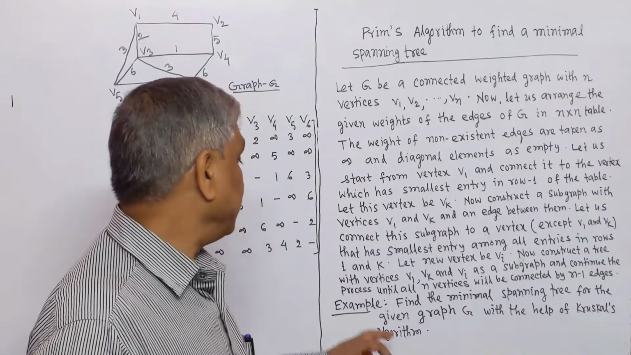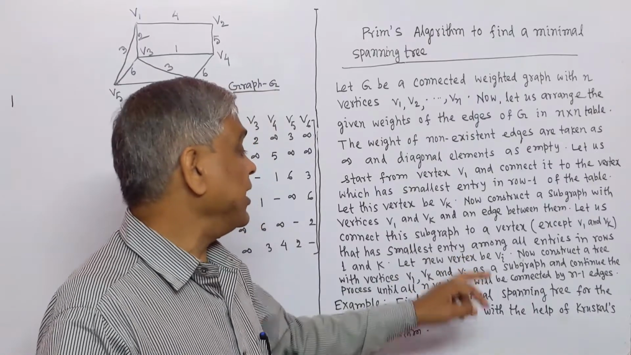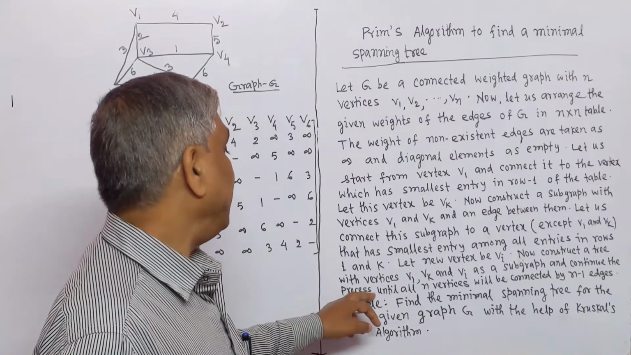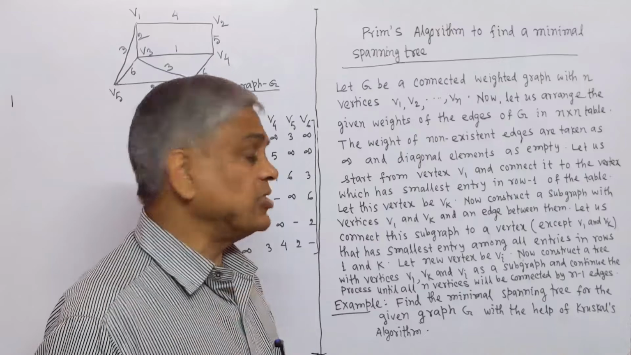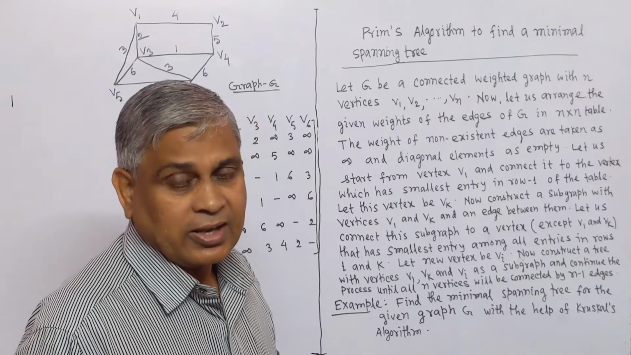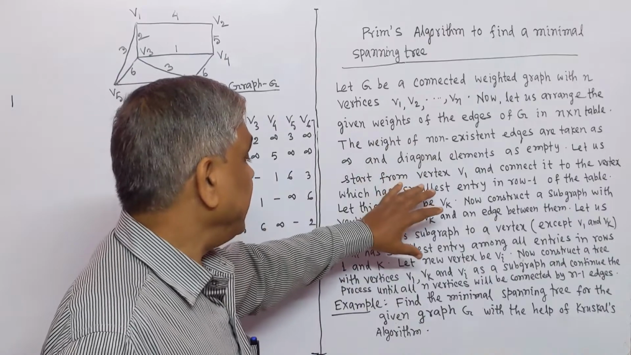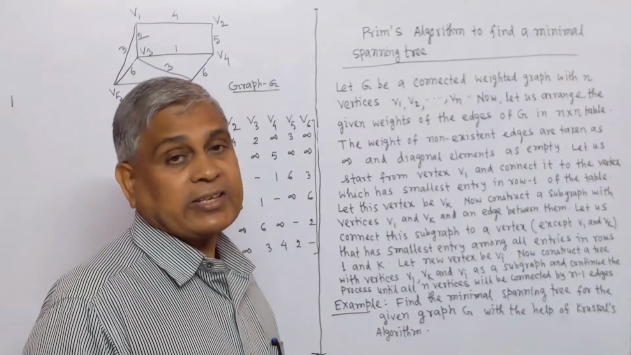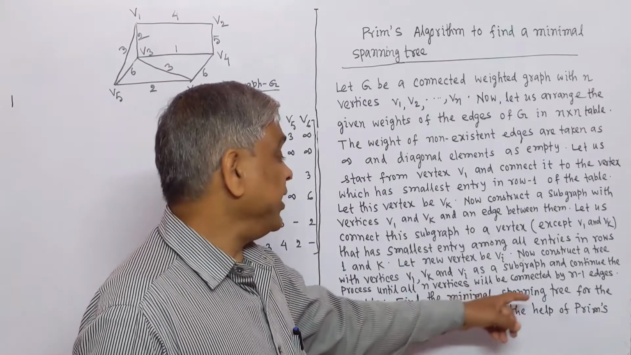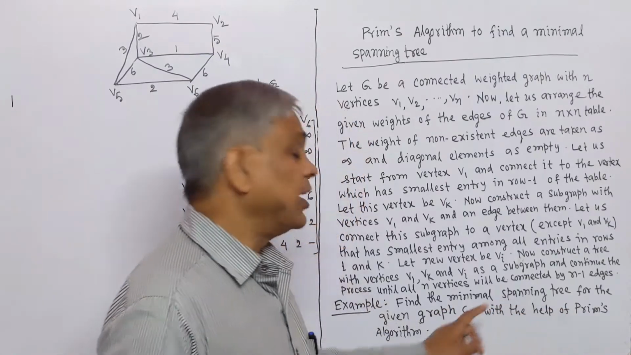Now construct a tree with vertices V1, Vk, Vi as a subgraph and continue the process until all n vertices are connected by n minus 1 edges. We will understand this idea by a particular example. Find the minimal spanning tree for the given graph G with the help of Prim's algorithm.